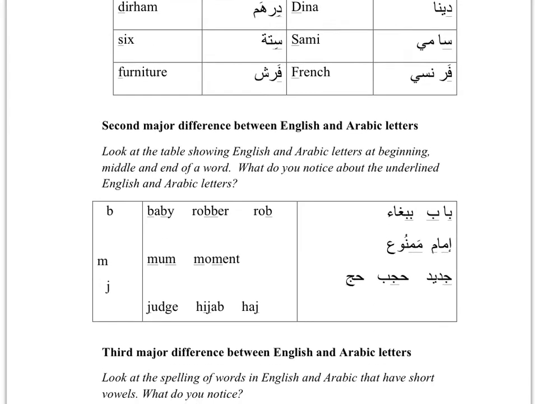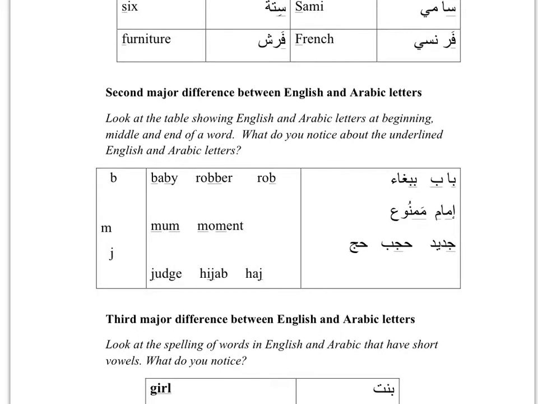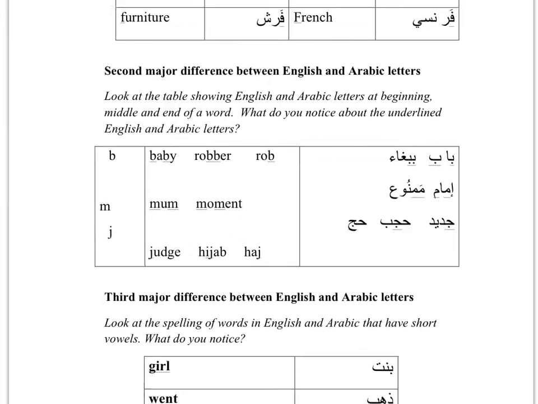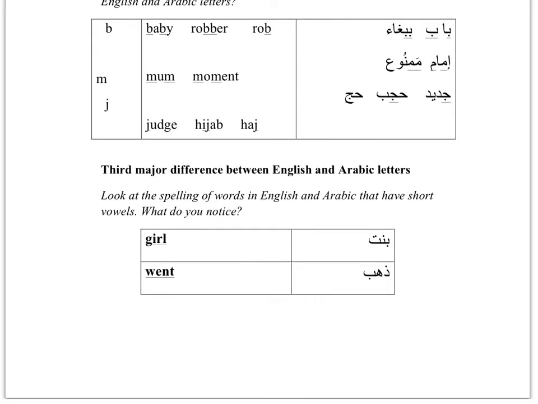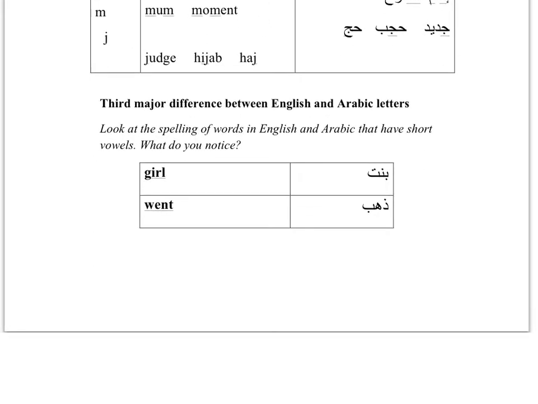The second major difference between English and Arabic letters is that English letters, once you learn the shape, that's it. They do not change their shape depending on where they are in a word, which is quite unlike Arabic letters. And the third major difference has to do with vowels. Short vowels must be written in English, whereas they are often omitted in Arabic.